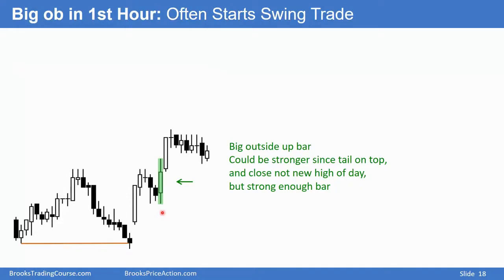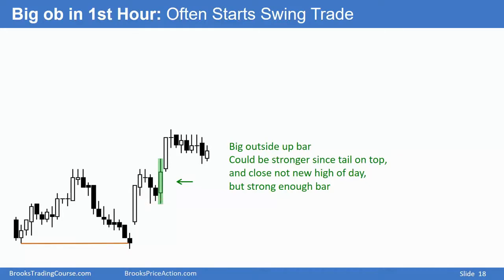Here we have an outside bar. Its low is below the low of the prior bar. Its high is above the high of the prior bar. It has a fairly big tail on top. We're getting a bull reversal here. We have a slightly lower low reversal, and then we broke strongly to the upside, and this is a pullback. We have a micro double bottom bull flag.